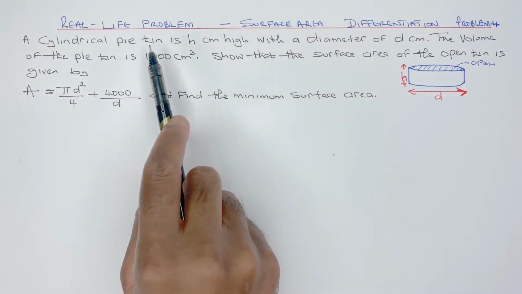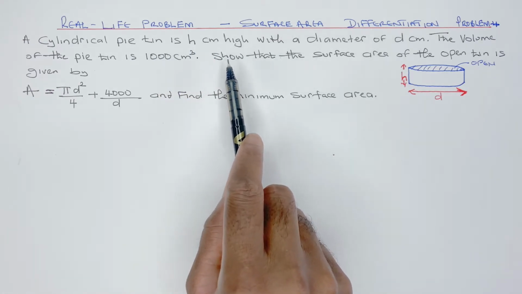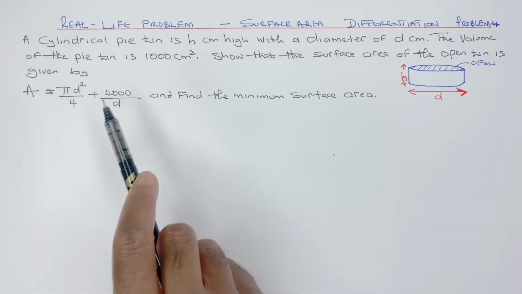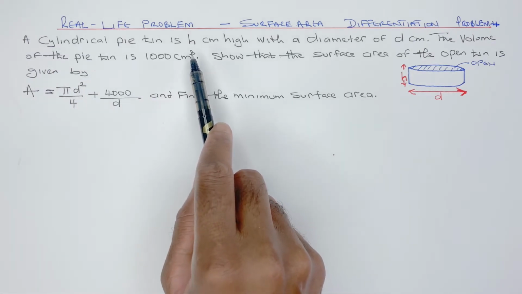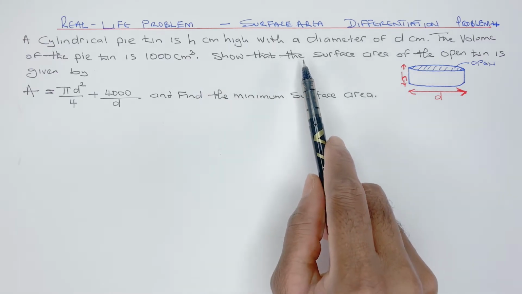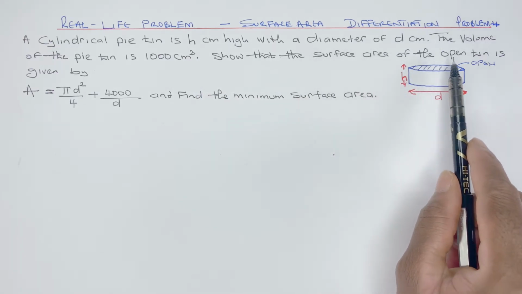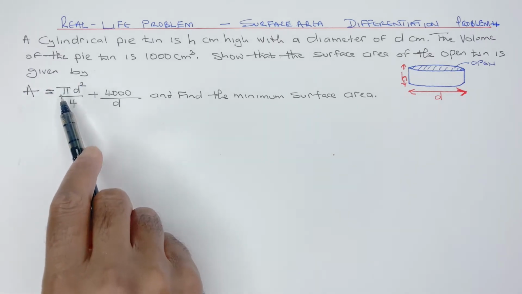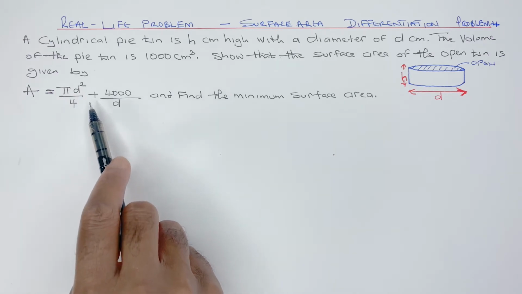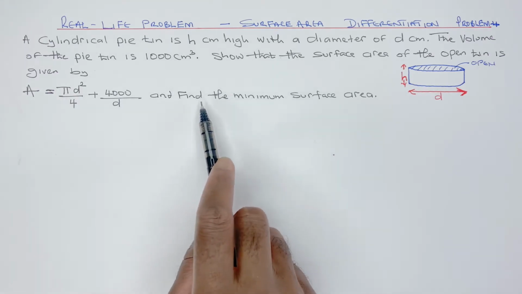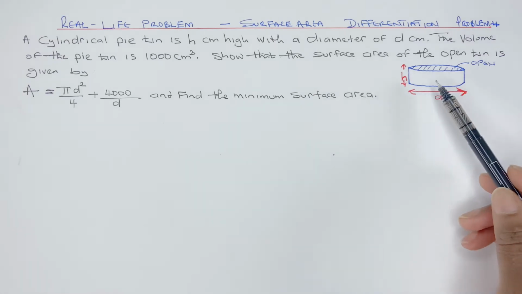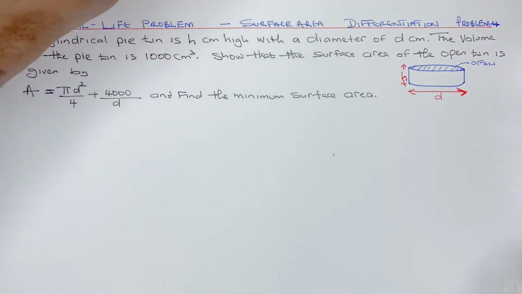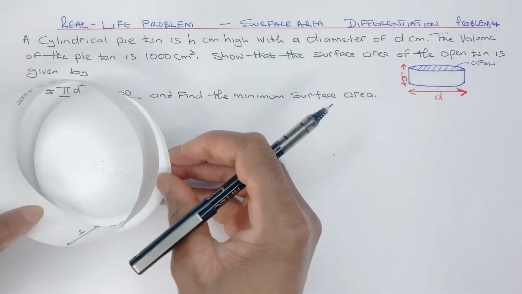A cylindrical pie tin is h centimeters high with a diameter d. The volume of the pie tin is 1000 centimeters cubed. Show that the surface area of the open tin is given by A equals pi d squared over 4 plus 4000 over d, and find the minimum surface area. You can see that's the cylindrical pie tin.